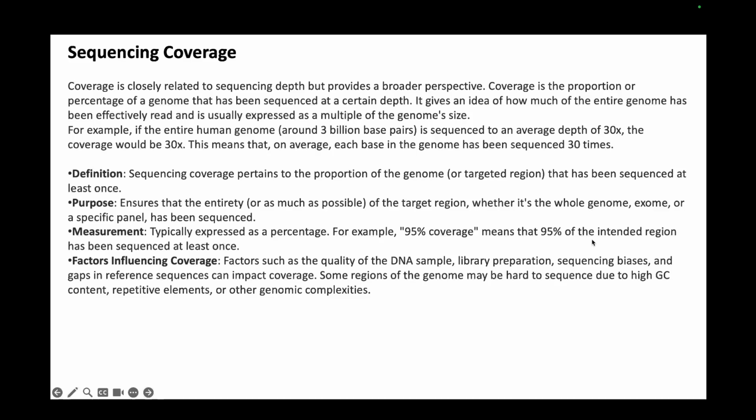Coverage is given as a percentage, where 95% coverage means 95% of the intended region has been sequenced at least once. In this definition we are talking about at least once, but depending on your depth, you can change the definition. If you want a depth of, say, 30x across the whole genome, you would say that 95% of the genome has been covered at a depth of 30x, but the rest of the genome has not been covered. So what are the factors that influence this coverage?